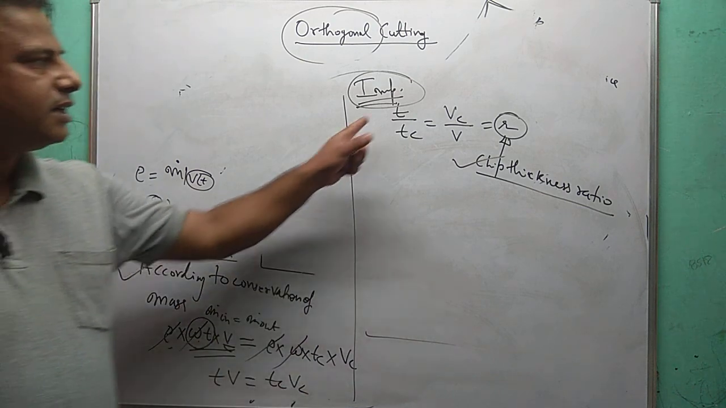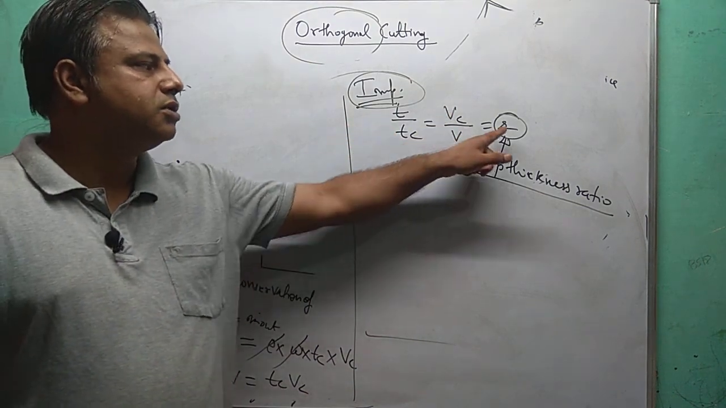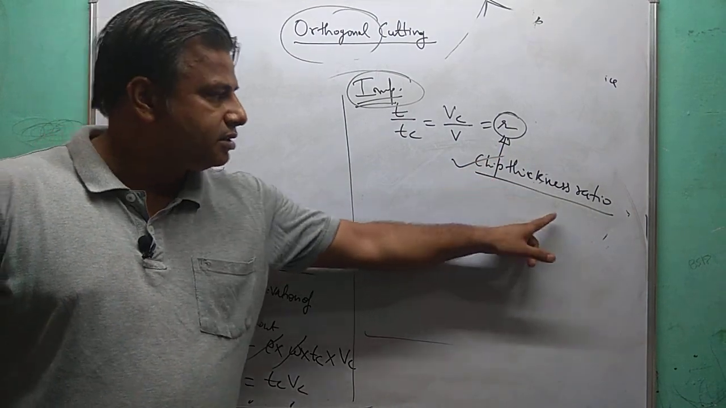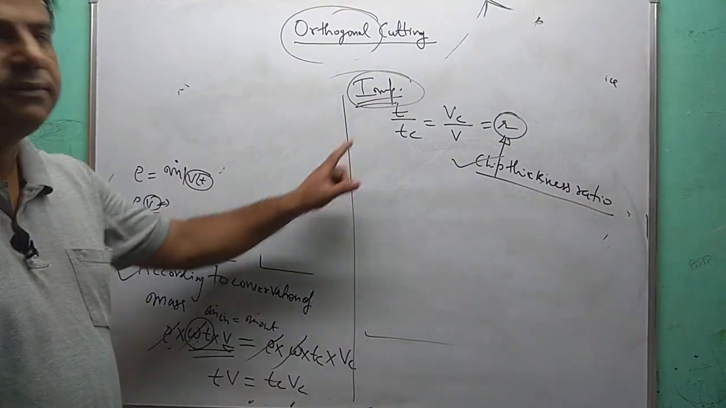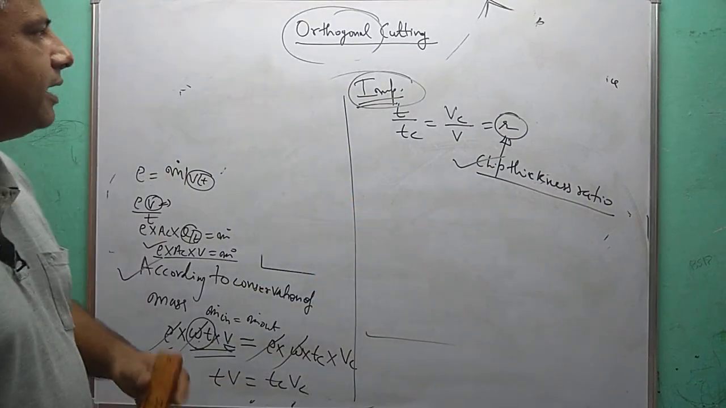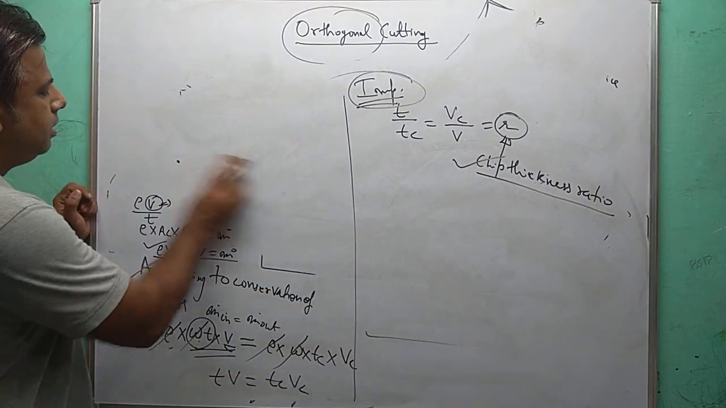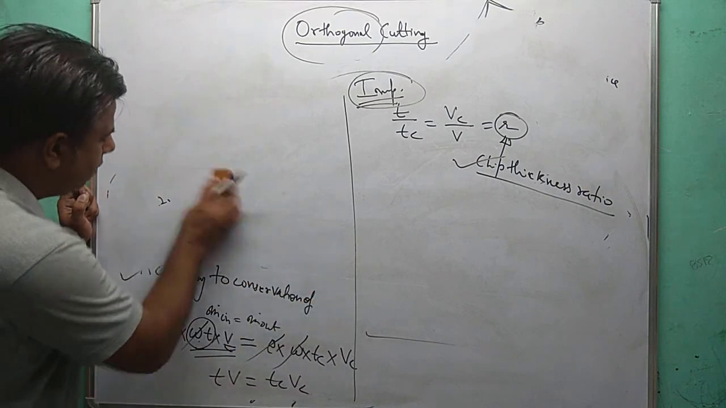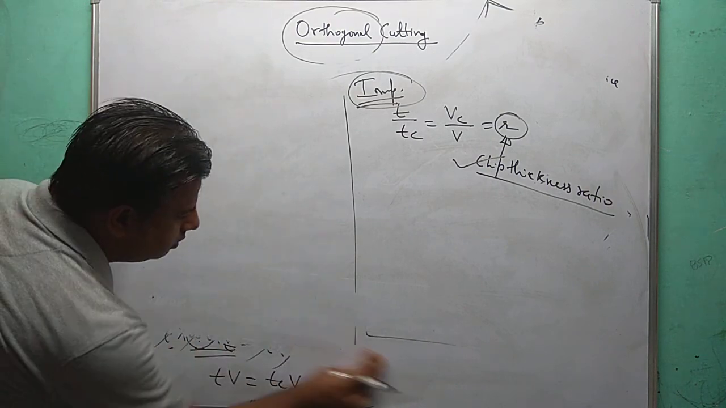So from here you will get T over TC is equal to VC over V is equal to R, and this is known as the chip thickness ratio. This is a very important relationship when you solve numericals related to the merchant circle diagram. Now I would like to explain again.